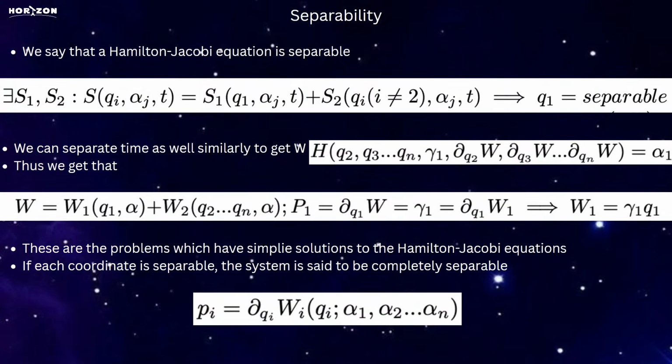We have separated time. Is it possible to separate the other variables as well? That is, is it possible to write S as a function of only Q1 plus a function of only Q2 plus a function of only Q3, and so on, and a function of only time? Well, if that is possible, the Hamilton-Jacobi is said to be separable. And it turns out that these are convenient cases because these lead to simple analytic solutions of the Hamilton-Jacobi equations. Whereas otherwise, the Hamilton-Jacobi equations are mostly unsolvable and we must resort to numerical methods instead.